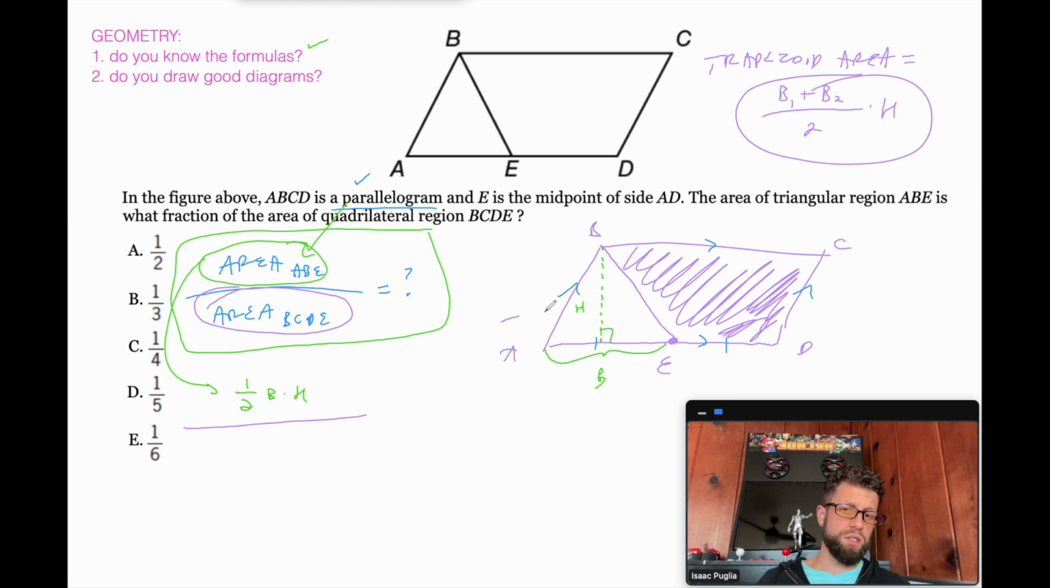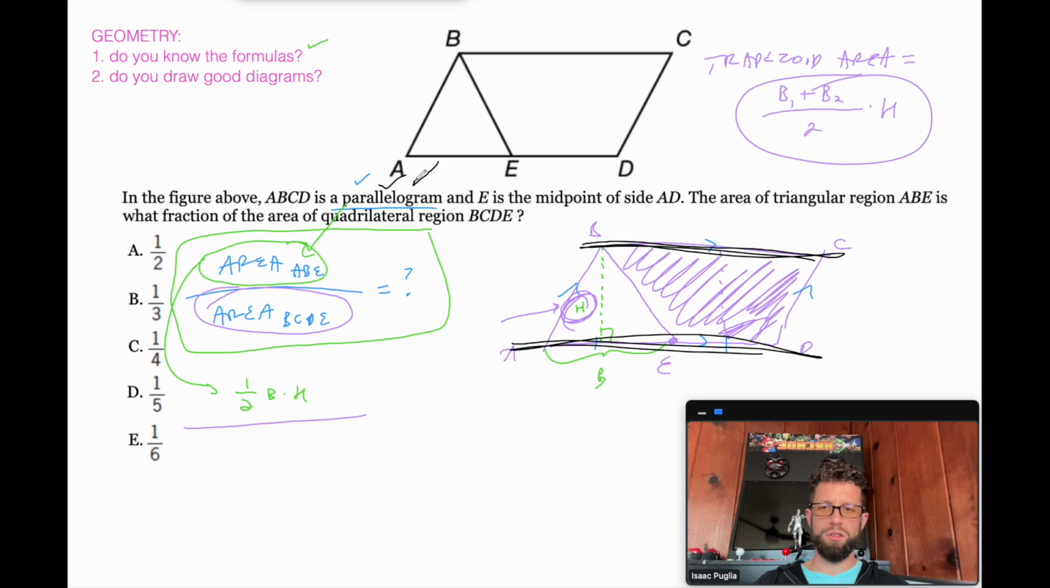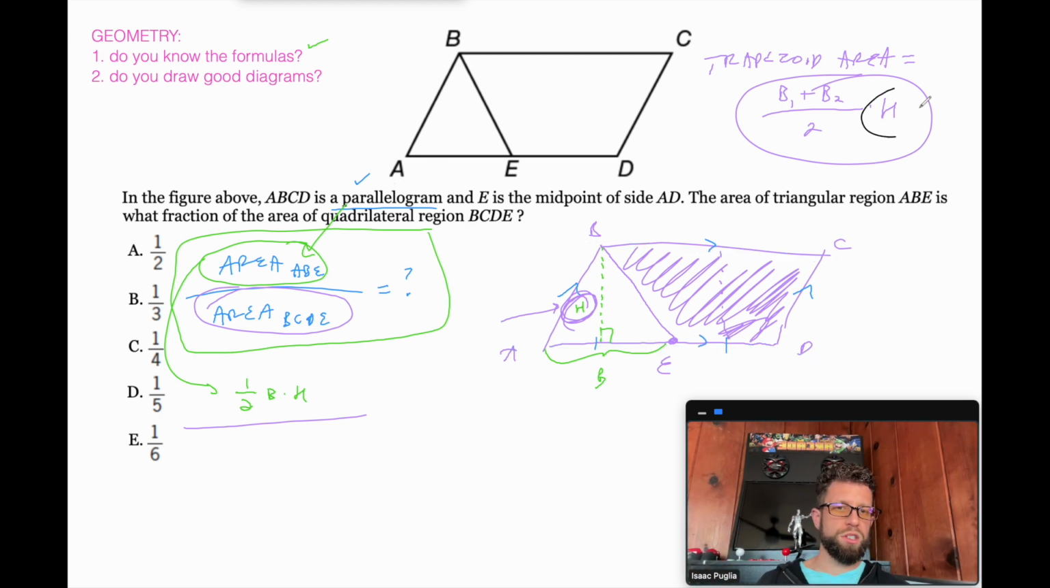The good news here is the variable I declared over here for the height of the triangle is also the height of this particular trapezoid. And that's because these two lines, BC and AD, are parallel. So boom, I'm already using this given information. That's a good sign that I'm doing the problem correctly. H is just going to be H.